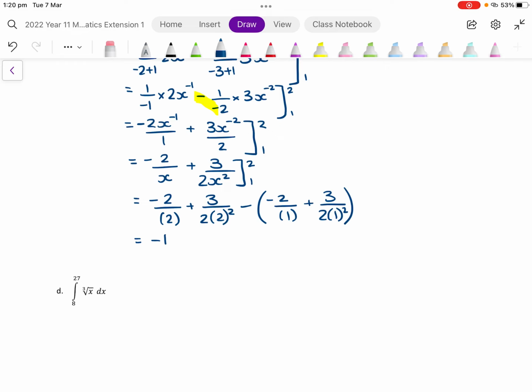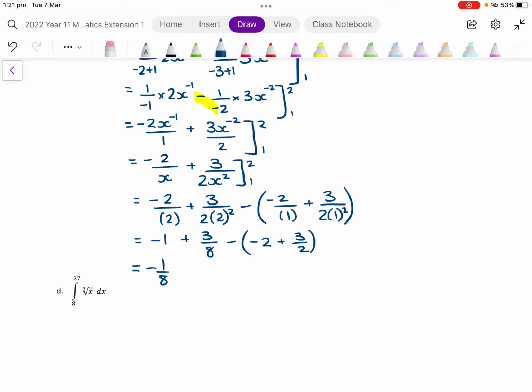Well, we'll have minus 1 plus 3 over 8 minus negative 2 plus 3 over 2. What does that equal? Sorry, give me 2 seconds, peoples. So this is equal to negative 1 over 8.